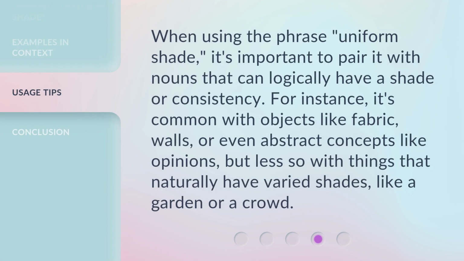When using the phrase, uniform shade, it's important to pair it with nouns that can logically have a shade or consistency. For instance, it's common with objects like fabric, walls, or even abstract concepts like opinions, but less so with things that naturally have varied shades, like a garden or a crowd.